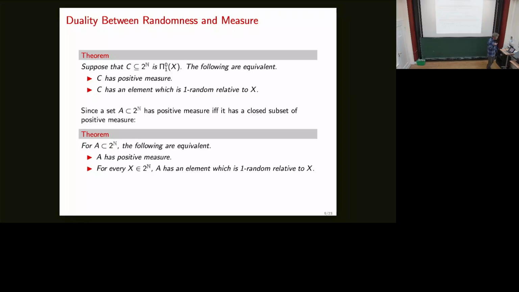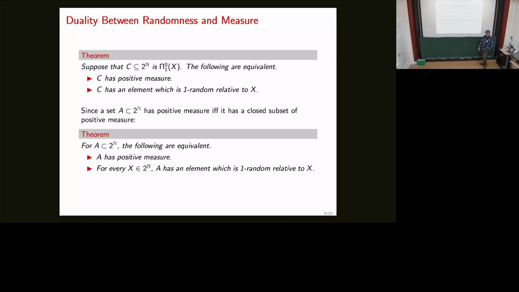Okay. And then that doesn't apply only to pi01 classes. By the principle of relativization, in fact, it works this way. Suppose you have an arbitrary set, then the following are equivalent. It has positive measure, and now there's no effectiveness here; this is just an arbitrary set of positive measure. And the second one is, for every x, A has an element that's one random relative to x. And so a set has positive measure if and only if, from the computational point of view relativized, it has random elements. For every x, there's an element of A that is one random relative to x.